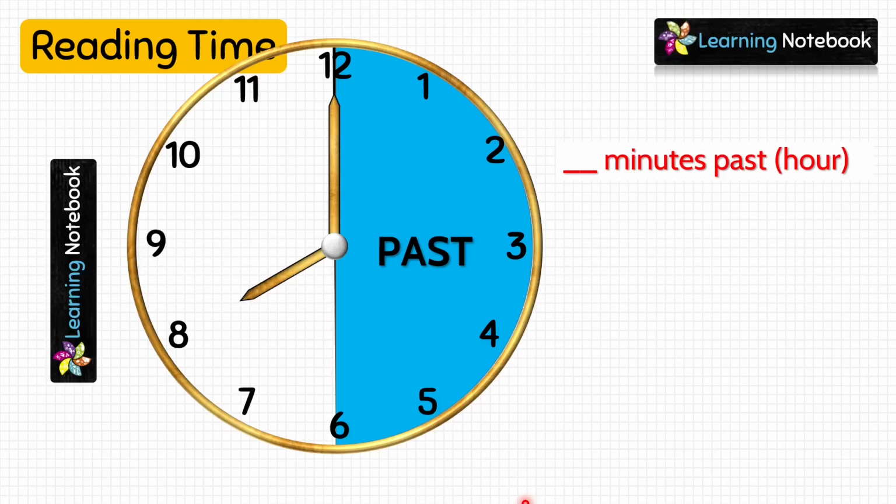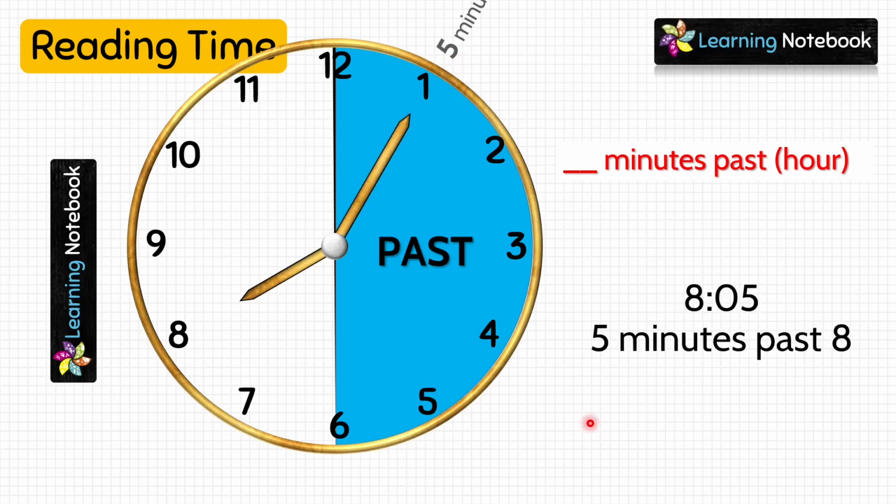Now let's see some examples when the minute hand is on the right side of the clock, that is in this blue part. As of now, the clock is showing the time as 8 or 8 o'clock. Now, when the minute hand moves to 1, 5 minutes have passed. So, we will read the time as 8:05 or 5 minutes past 8.